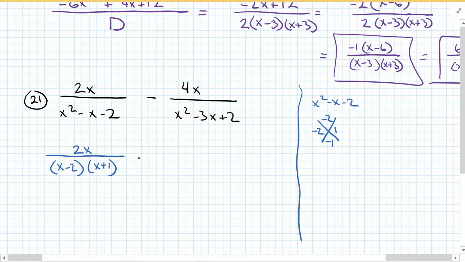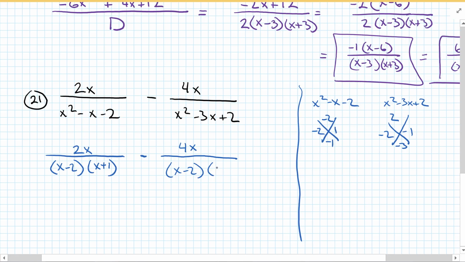Let's look at the right side. Minus 4x. And I'm going to show you something I'm going to do with that in just a second. Over, if you need to do this one, x squared minus 3x plus 2. Two numbers that give me a product of 2 and a sum of negative 3. That'd be negative 2 and negative 1. So x minus 2 times x minus 1.